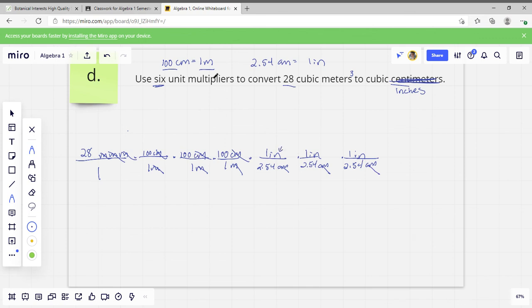All right, so on the top, we're going to have 28, and then we got 100 3 times. So 28 times 100 cubed. And then we're going to have inches cubed. And on the bottom, we have 2.54 3 times. Okay, sorry about that. That was supposed to say inches right there in the question. Sometimes I type stuff wrong.